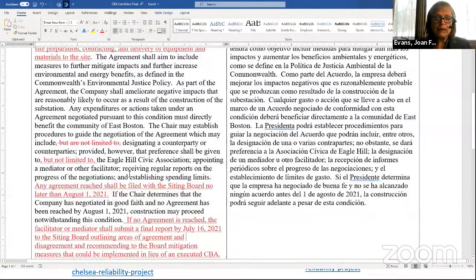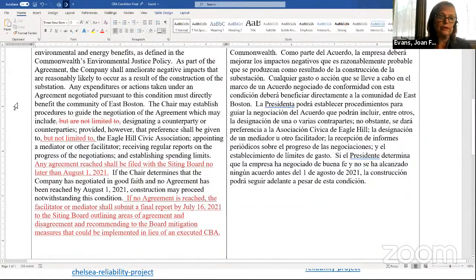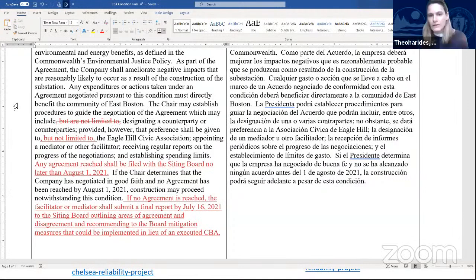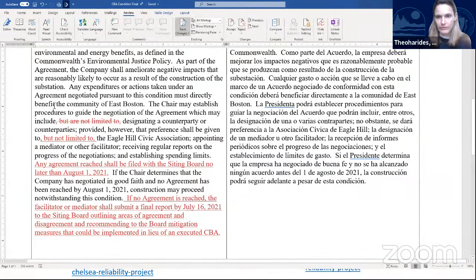So I'll move down, and in the discussions that we had regarding the counterparty or counterparties of any such community benefits agreement, we indicated that preference shall be given. However, that preference shall be given to, but not limited to, the Eagle Hills Civic Association, to give more latitude on that particular part of the provision. I think that's helpful, and I would clarify that I do have discretion to take input on this from parties and any others who would care to submit additional information on community groups. Okay, thank you.